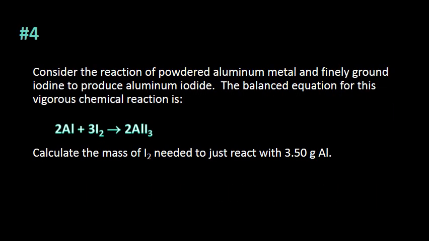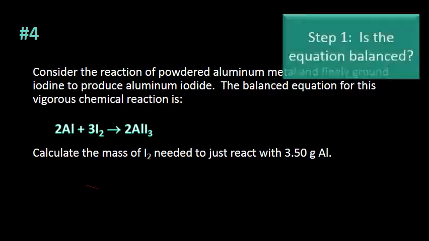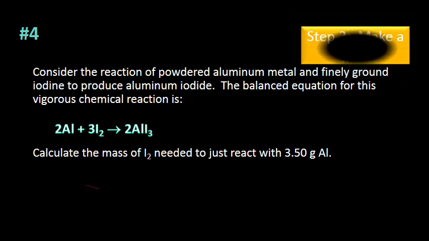Assuming you've already read through this problem, a good first step is to make a plan. Now, I like to make a plan by always first writing the balanced chemical equation on your paper. So that's pretty much the first step. Balance the equation. Assuming the equation's balanced, then you can make a plan.